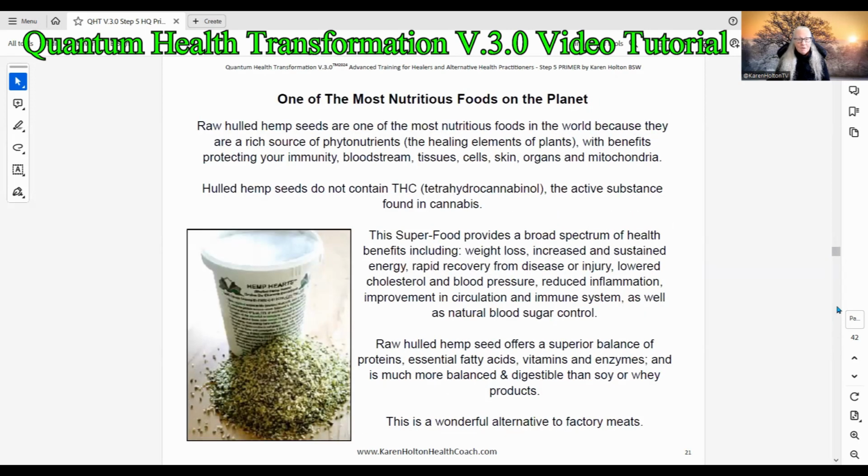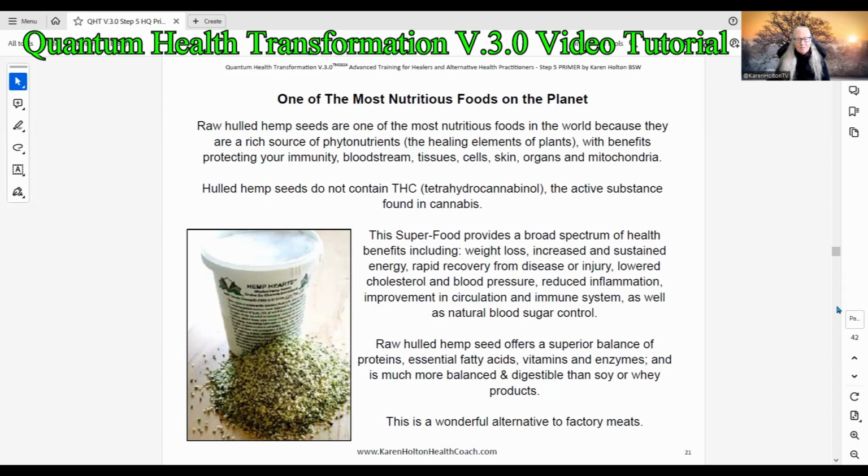Now I want to talk about one of the most nutritious foods on the planet. So if you do not have access to meat protein, this is certainly a very good option. Raw hulled hemp seeds are one of the most nutritious foods in the world because they are a rich source of phytonutrients, and phytonutrients are the healing elements of plants, with benefits protecting your immunity, bloodstream, tissues, cells, skin, organs, and mitochondria. Hulled hemp seeds do not contain THC, the active substance found in cannabis.